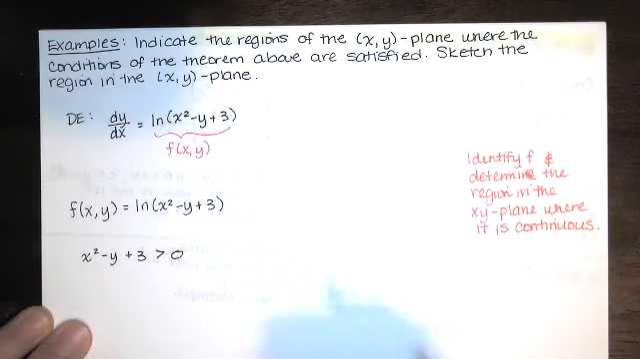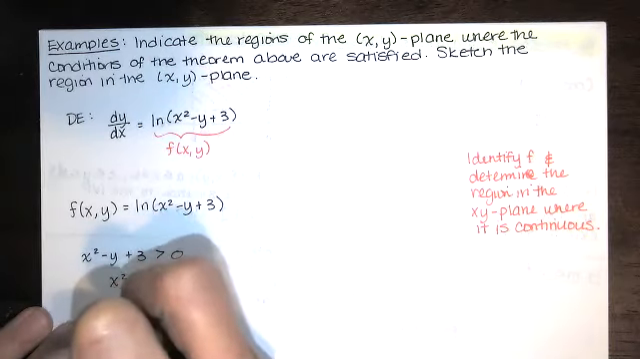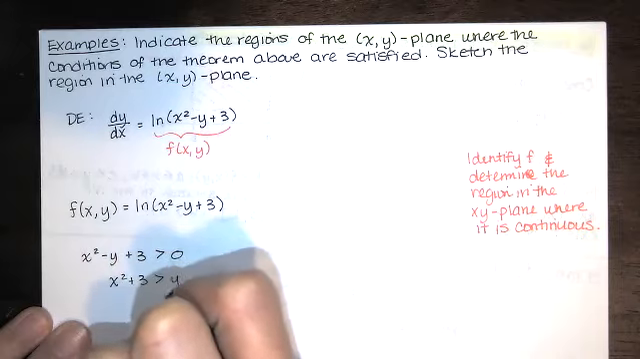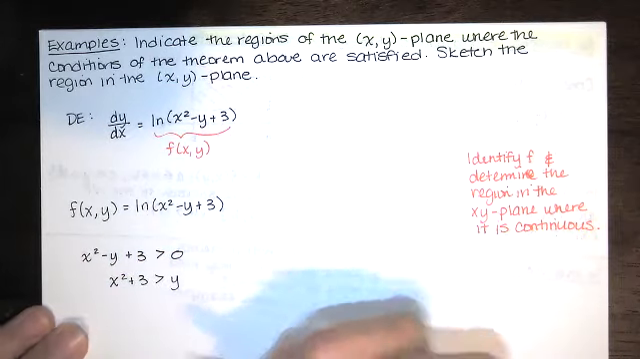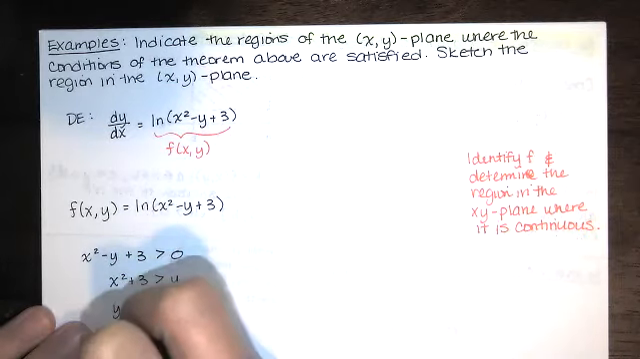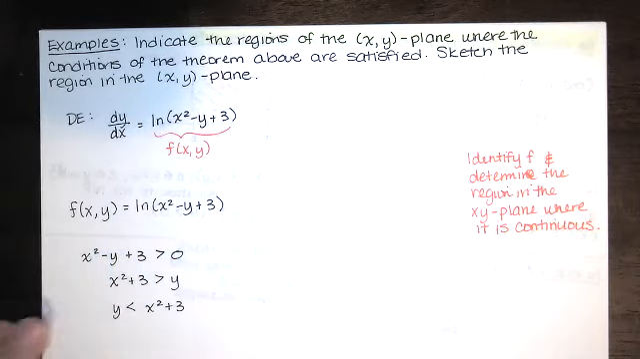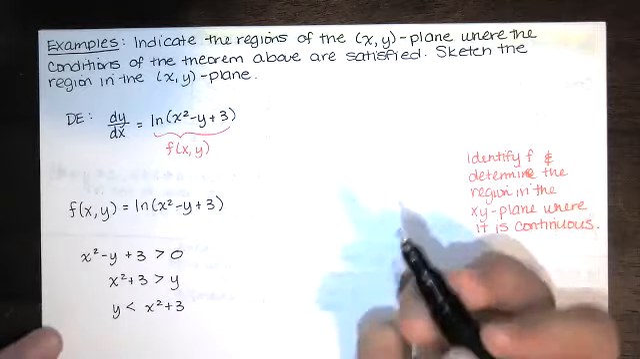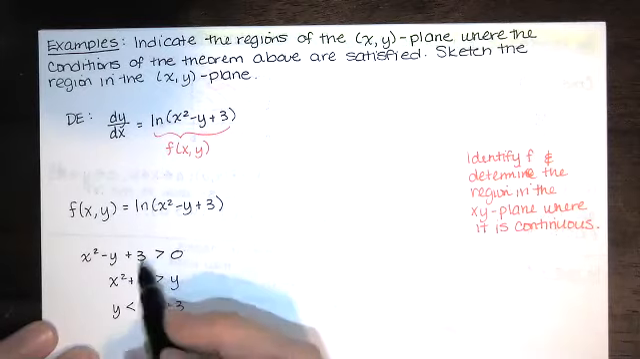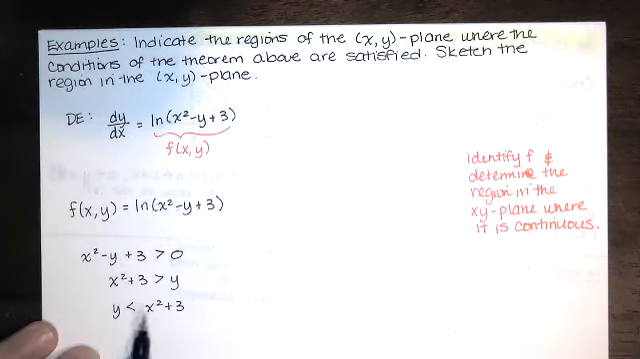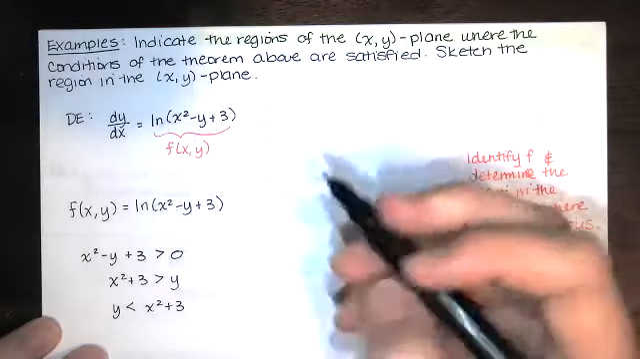And then you just take this inequality and you solve it for y. Typically, I can add y to both sides. And I get this. So x squared plus 3 is greater than y, or if you want, you can write it the other way. y is less than x squared plus 3. Now, I'll write it this way. The region R where this function is well defined is the set of all x, y pairs such that y is less than x squared plus 3.